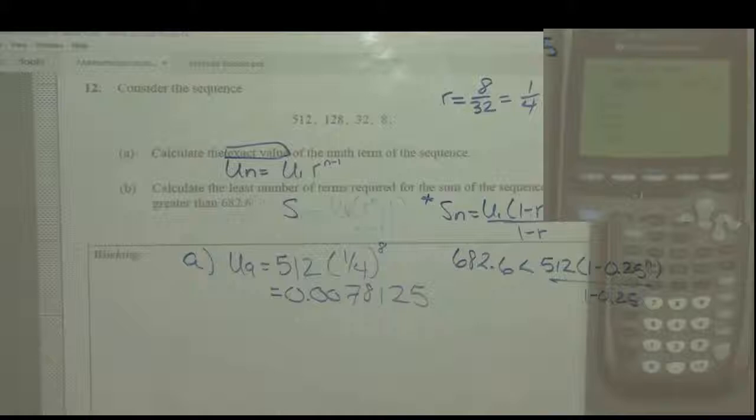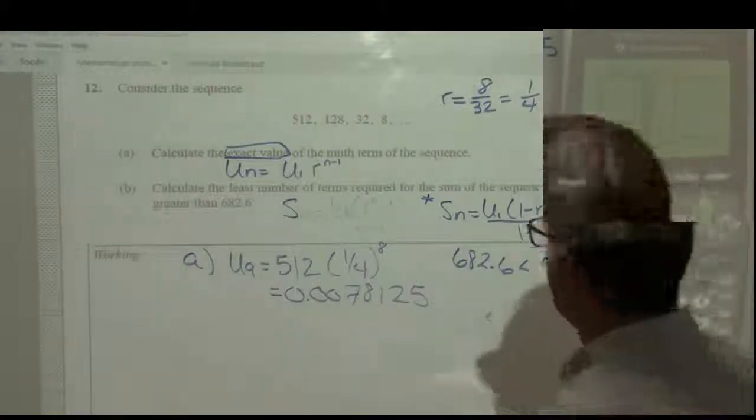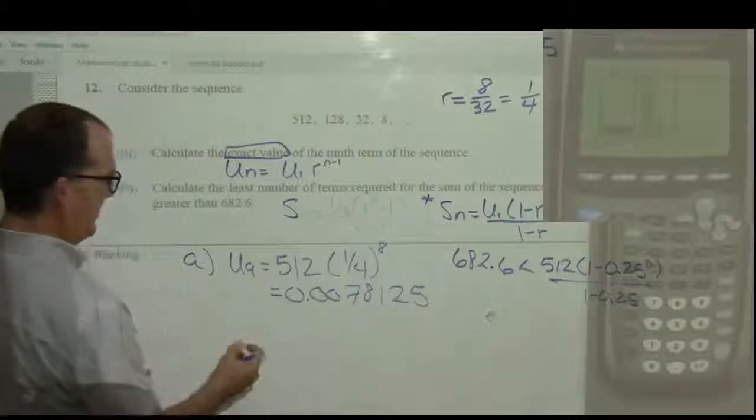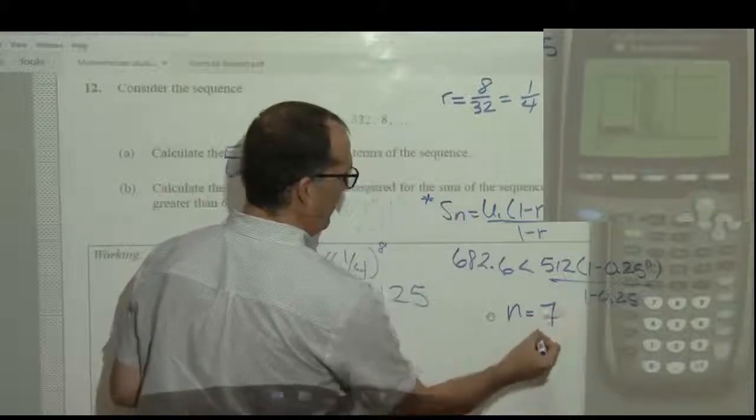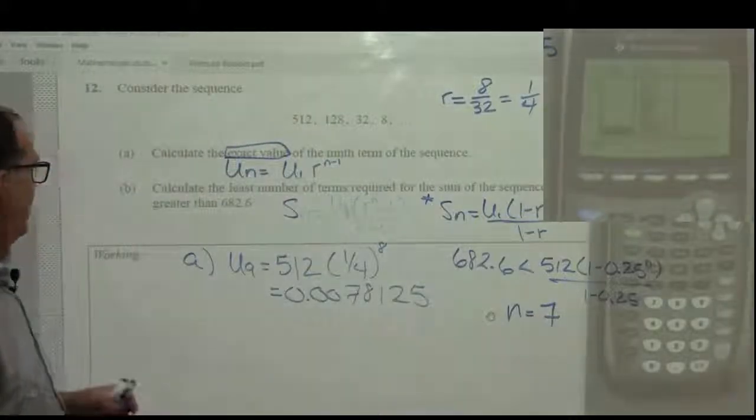Now I'm ready to go look at the table, and what I'm looking for is when is the first time that this is greater than 682.6. And you can see there's 682.5, 682.63. So the seventh term is when it's greater than 682.6. So my answer is when n equals 7. And there is part B.